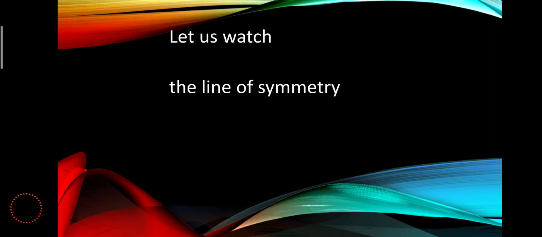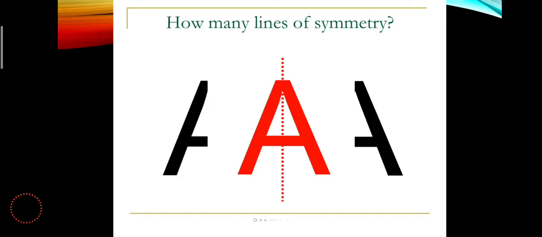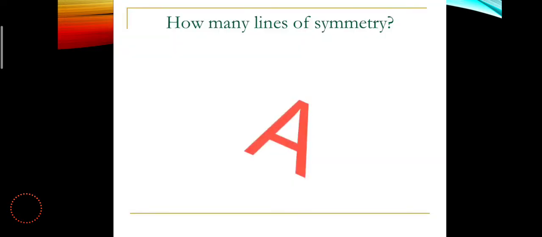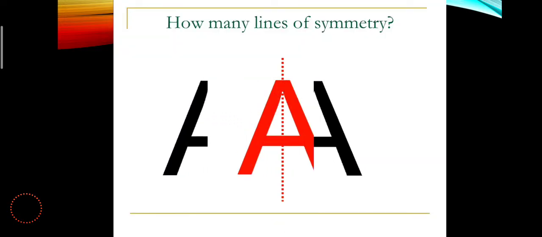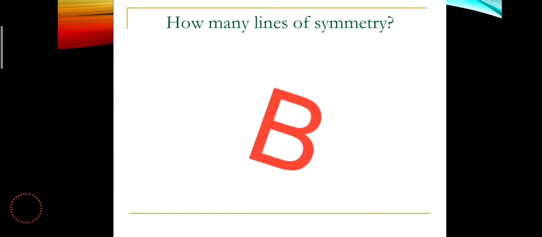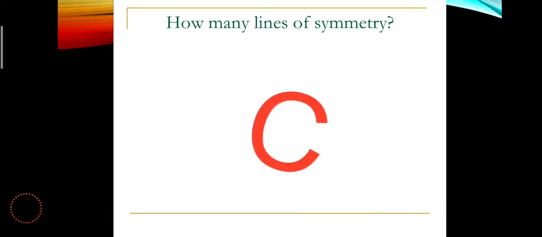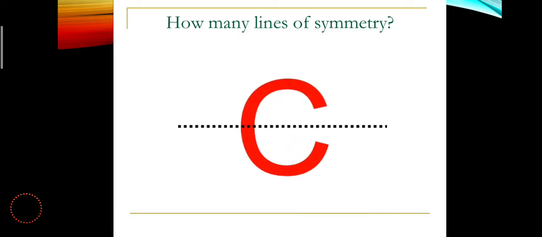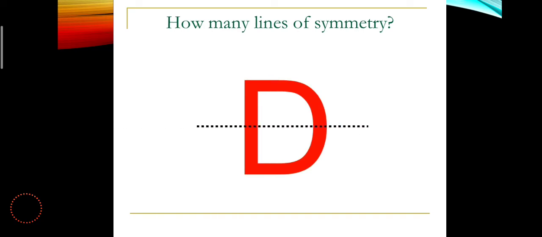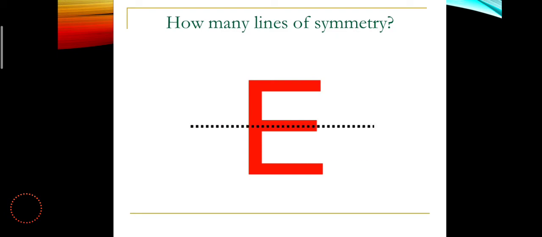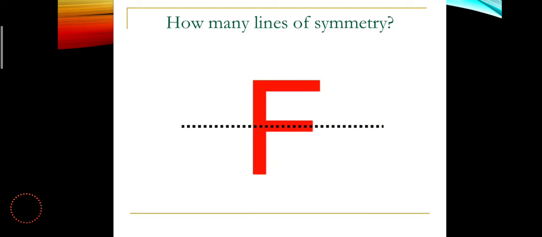Now let us watch the lines of symmetry of the alphabets. All alphabets you have taken here. A: this line gives you half figure, so A has one line of symmetry. For B, only horizontally it overlaps, so one line of symmetry. C, only horizontally gives the mirror halves, so one line of symmetry. D, only horizontally it gives the mirror half, so it has one line of symmetry. E, only horizontally it is overlapping each other, so one line of symmetry.